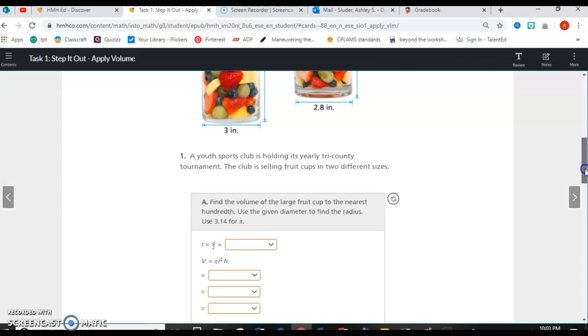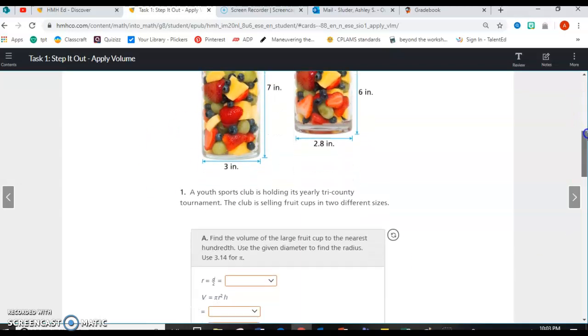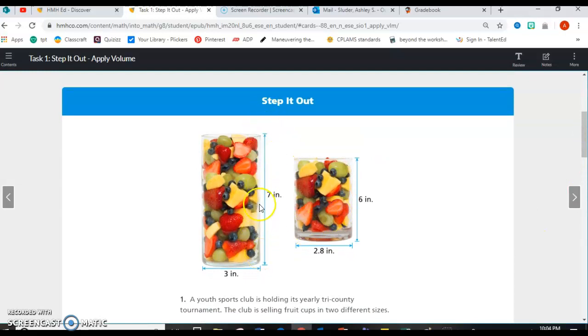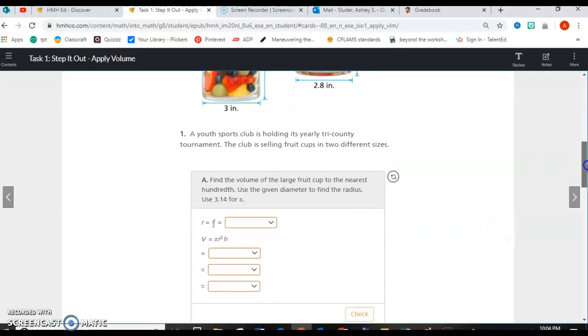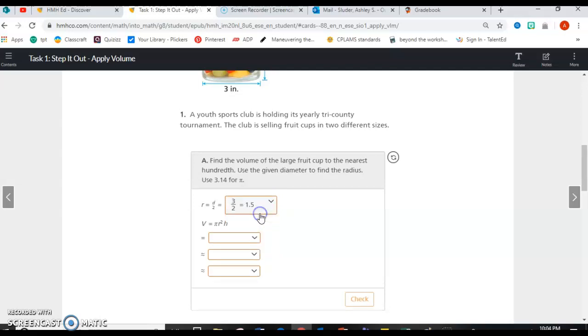Let's read that again. Find the volume of the largest fruit cup, so I know I'm talking about this one, to the nearest hundredth, so we have to round to two digits after the decimal, and it's already reminding us to use the diameter to find the radius. The largest fruit cup is giving us the measurement 7 as the height and 3 inches as the diameter. The 3 inches diameter, we need to solve for the radius. So the radius is diameter divided by 2. If the diameter is 3, 3 divided by 2 is 1.5.